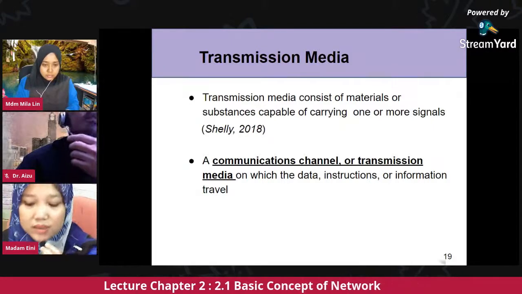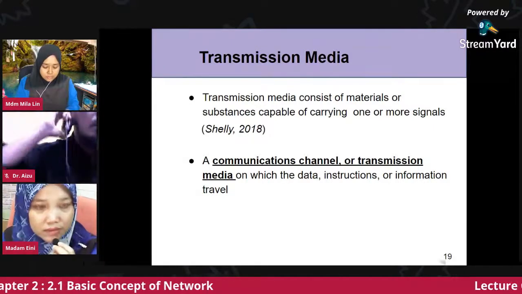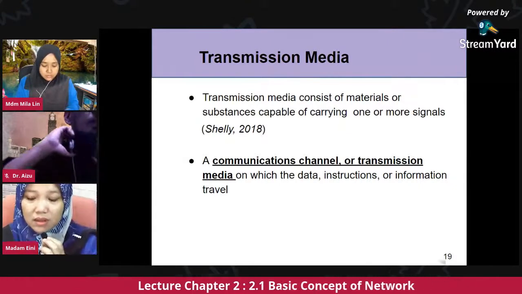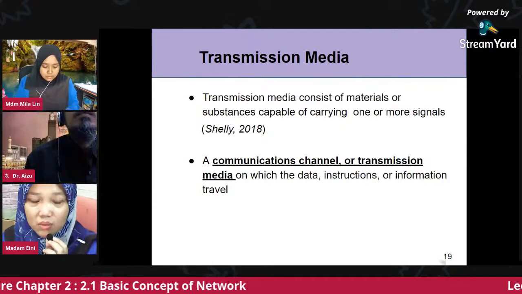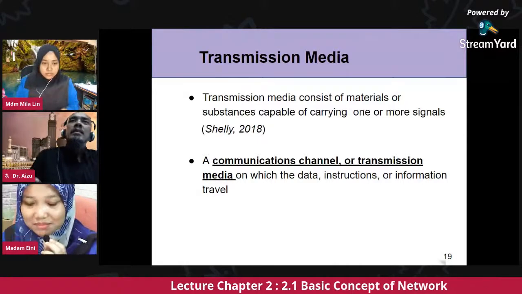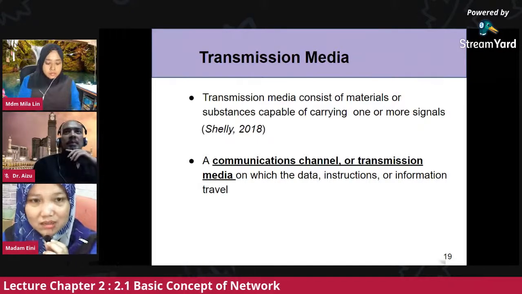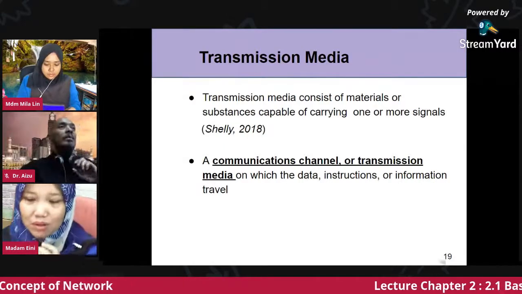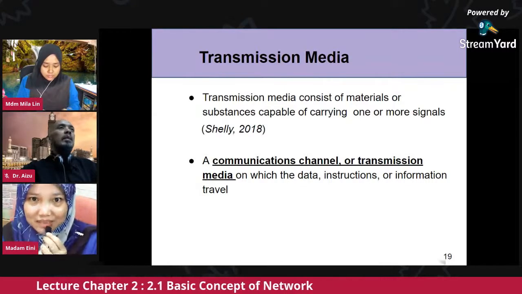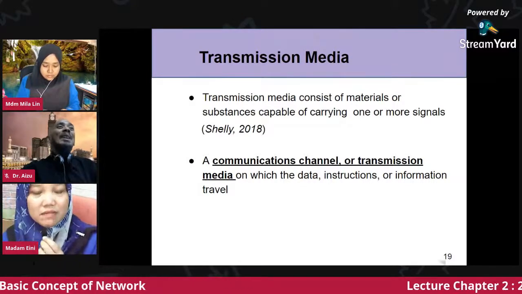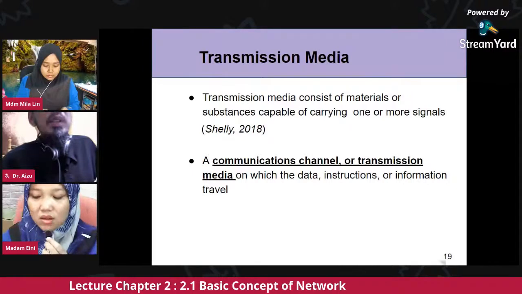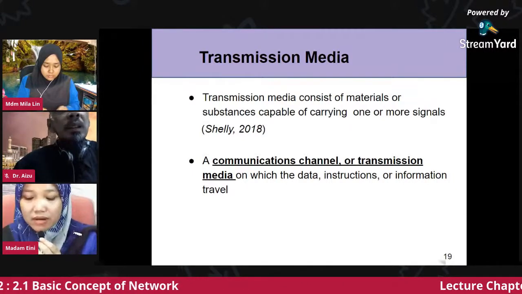Okay, so now I will tell you about how the data move or travel, but I call it transmission media. As Madam said before, transmission media is like a highway, how the data move from one place to another place, how the transport, the cars, we are using cars or we are using LRT, whatever. Okay, what is transmission media? Referring to Discovering Computers 2018, transmission media consists of materials or substances capable of carrying one or more signals.